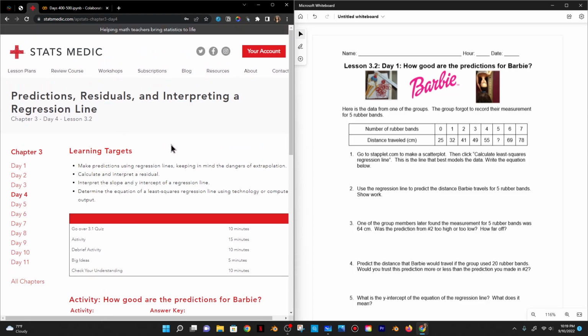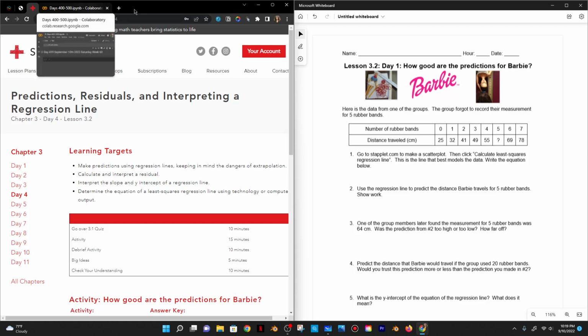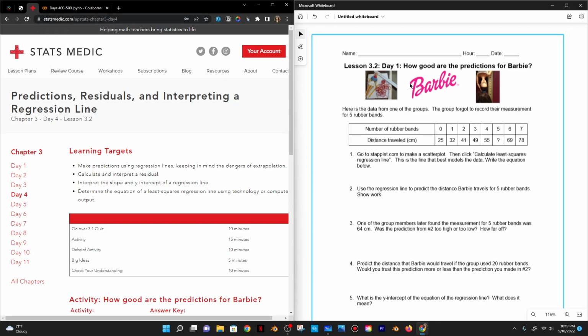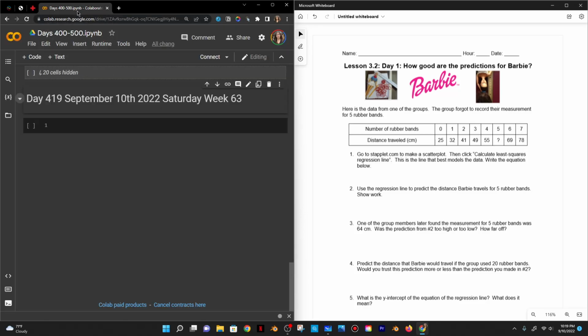It's literally just a lesson from an AP stat class that you would give in high school. It's really about predictions and finding the least squared regression line. And instead of using the calculator, I'm just going to go through this and do it with Python.